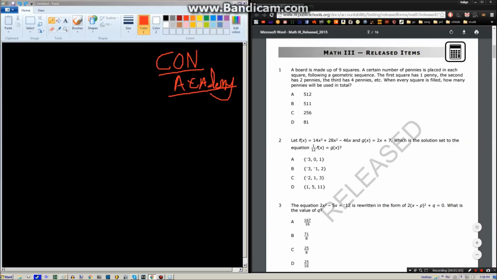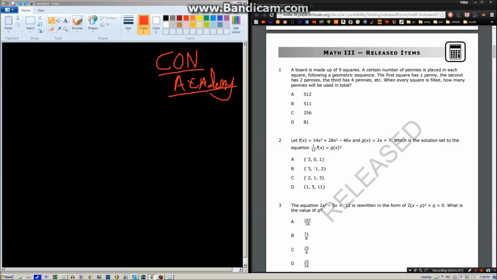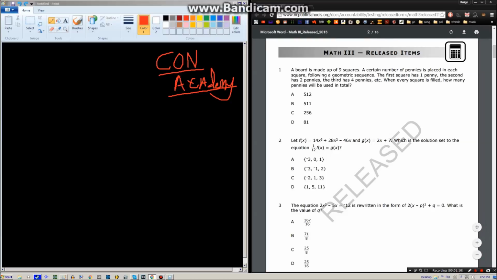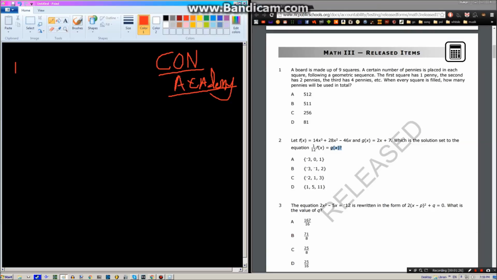Number 2, a lot of writing. But we can get through it together because this is Khan Academy. Since you're multiplying 12 to f of x, you're just going to multiply it to this, because when you multiply 12 to this, it cancels out the 1/12. But it stays on this side, because whenever you do one side, you gotta do the other, because egalitarianism and all those fine ideals. So here we go, 14x to the third plus 28x to the second, not plus, minus 46x.